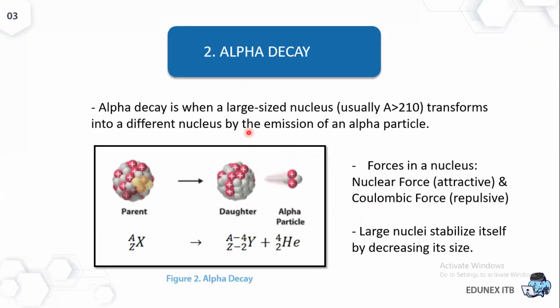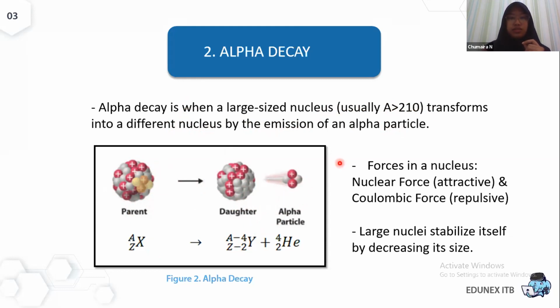Next, we will talk about the alpha decay. What is alpha decay? Alpha decay is when a large size nucleus, usually with a mass number of over 210, transforms into a different nucleus by the emission of an alpha particle. As we can see in the figure here, a larger size parent nucleus turns into a smaller size daughter nucleus by losing some of its nucleons in the shape of an alpha particle.